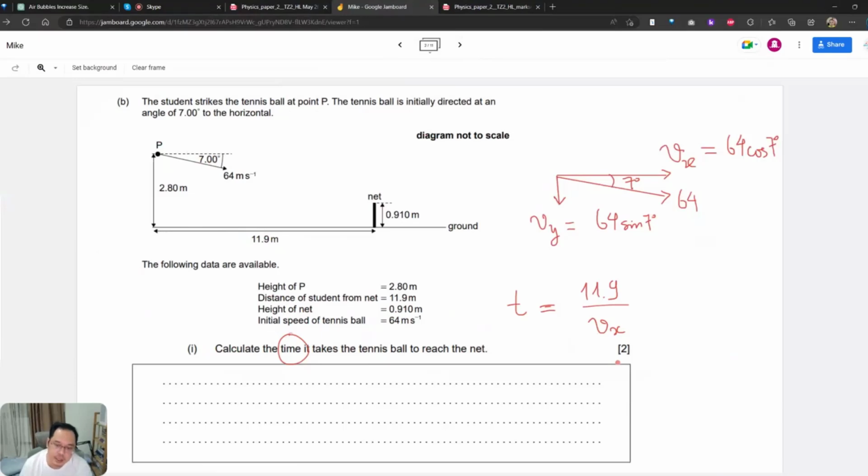Vx. Okay. 2 marks. So the first mark, you calculate this Vx, and then the second mark, calculate the time.